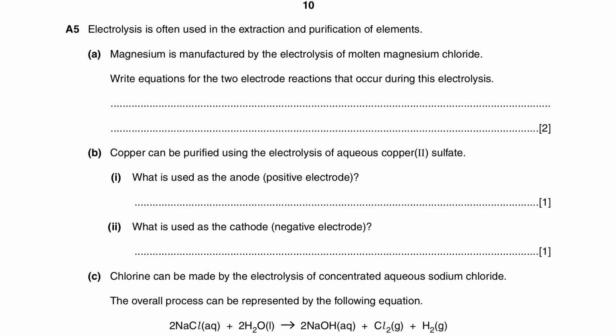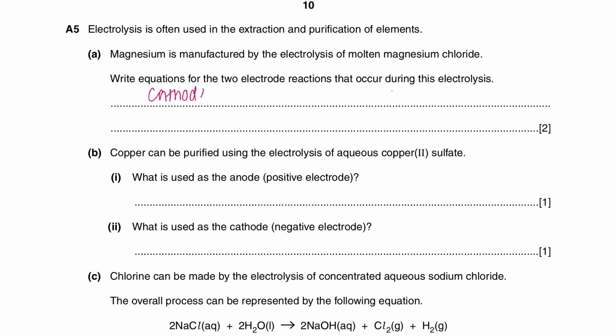Alright, electrolysis is often used in the extraction and purification of elements. Magnesium is manufactured by the electrolysis of molten magnesium chloride. Write equations for the 2 electrode reactions that occur during the electrolysis. You just have to state the equations, but I'll go one step further and say at the cathode, now if you're not confident, don't write it, right?